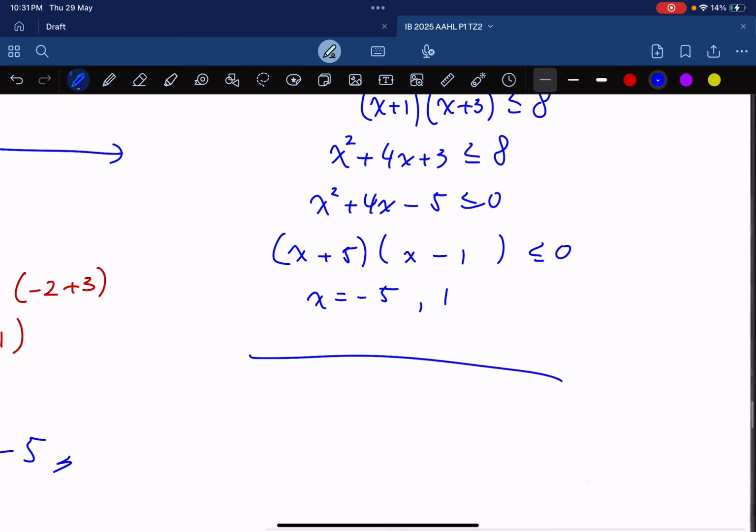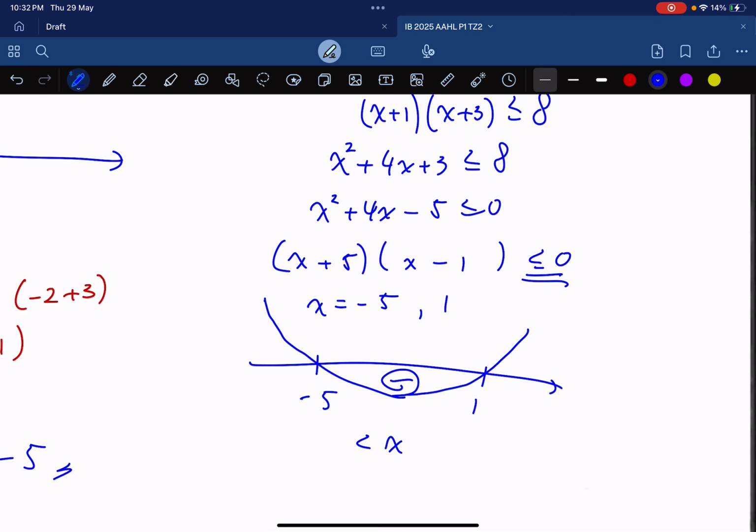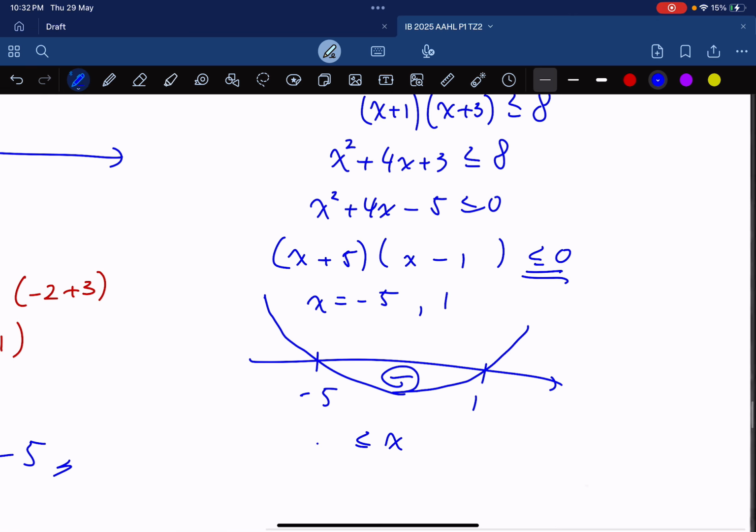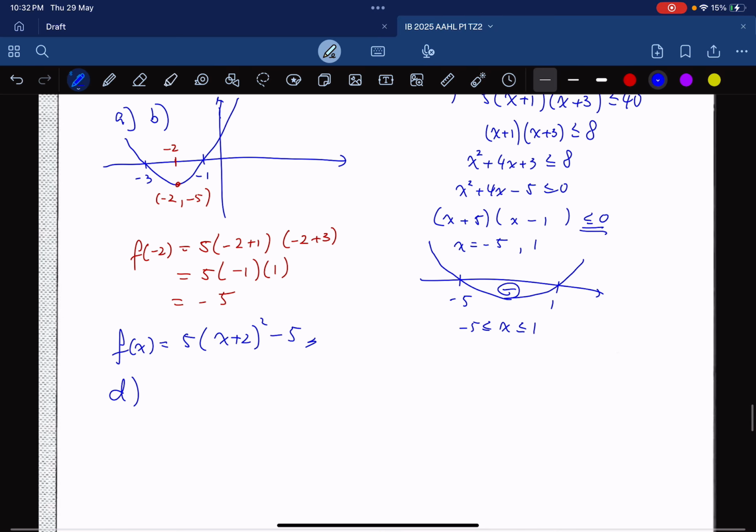Therefore, on a number line, 1 and -5. It's a happy face graph, and I want the part that's smaller or equal to 0, so it will be the one in the middle. So x is greater than or equal to -5 and smaller than or equal to 1. I think that's basically 4 marks. Pretty easy for this one.